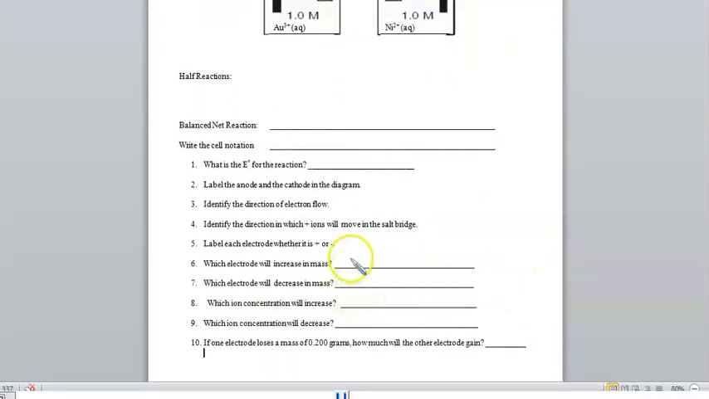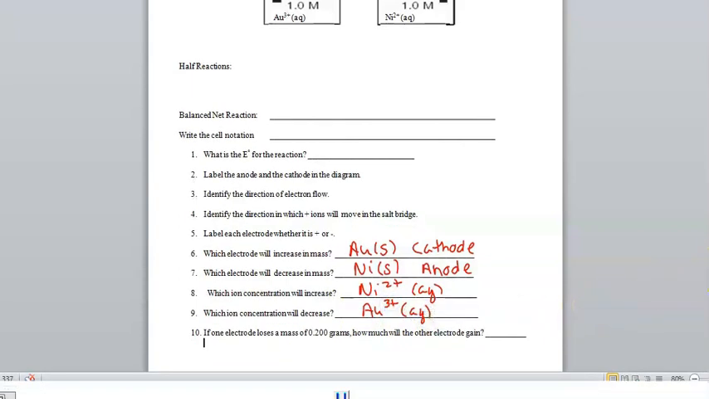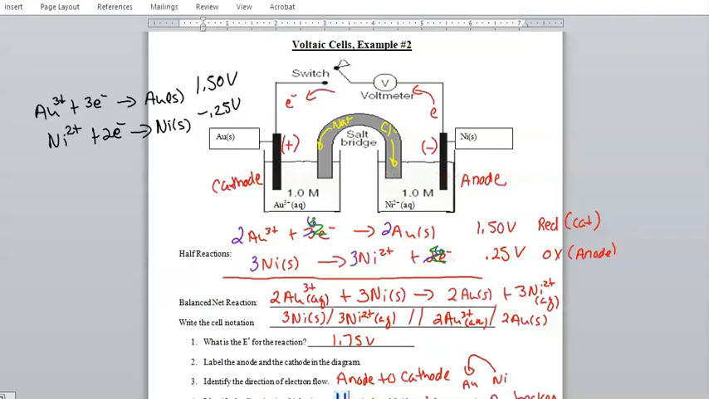Decrease in mass, so this one was gold, because this was the cathode. This is going to be the nickel solid. It's the anode. Which ion is going to increase? Well, it's going to be the nickel ion. And which one is going to be the gold ion. All right, now we got some stoichiometry to do.